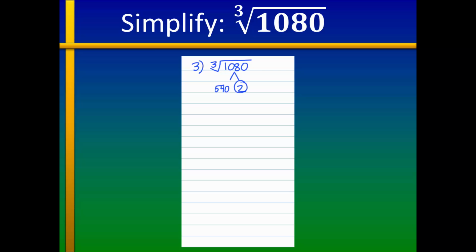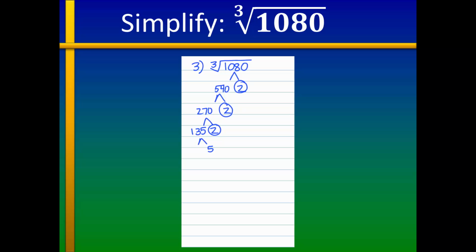I notice that 540 is still even, so maybe I want to divide a 2 out of it again. So 2 times, this could be 270. So 2 is our prime number, so we can circle it. Still, I notice that it's divisible by 2, so I'm going to keep going. So then I have 2 times 135. So I circle my prime number. Now 135 is no longer divisible by 2, but since it ends in a 5, I do know it's divisible by the number 5.